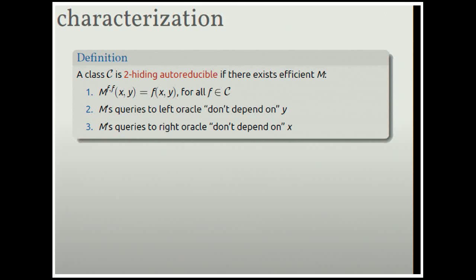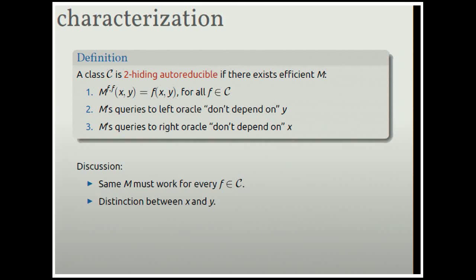So that's our definition. I'll just note that it's different than this plain instance hiding definition that I mentioned earlier. We define it for an entire class of functions, again, so you can see this is similar to this black box notion, which is defined for a class of functions. This auto-reducibility notion is defined for an entire class of functions. You have to have the same M that works for every F in that class, and we make a fundamental distinction between the input as a pair, the left and right input.